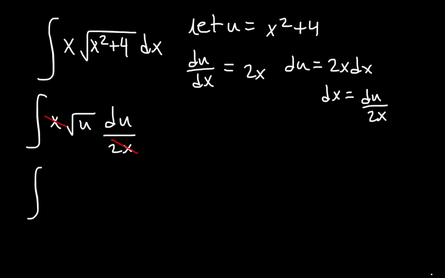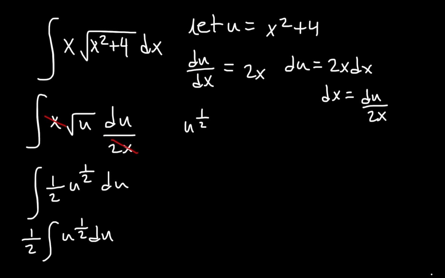Now I have the integral of 1/2 times u raised to the power of 1/2, because the square root just means raised to a power of 1/2, times du. So I can just move the 1/2 to the front, and then the integral of u raised to 1/2 du. And now I'm going to use the power rule. So for u raised to the power of 1/2, I'll add 1 to the exponent and then divide by the exponent. So this gives u raised to the power of 3/2 over 3/2.